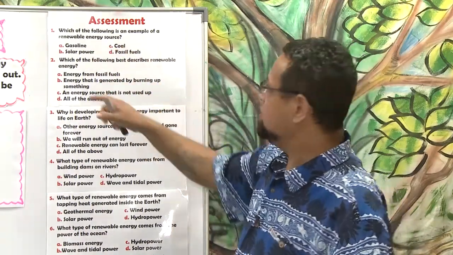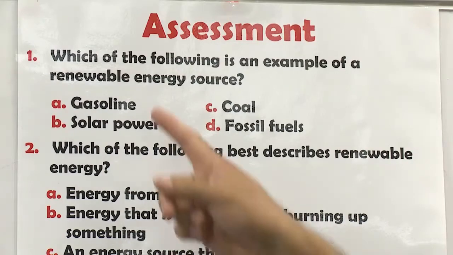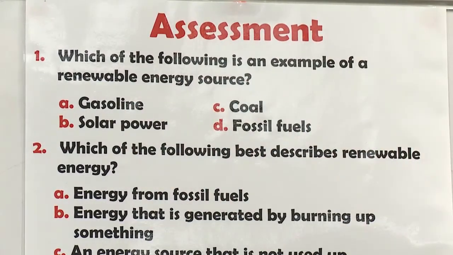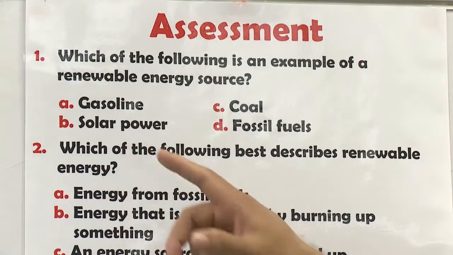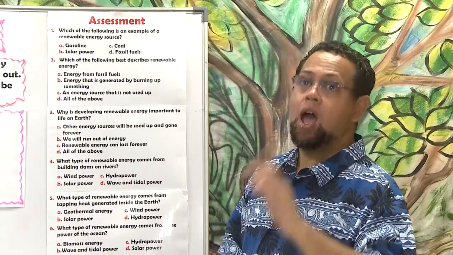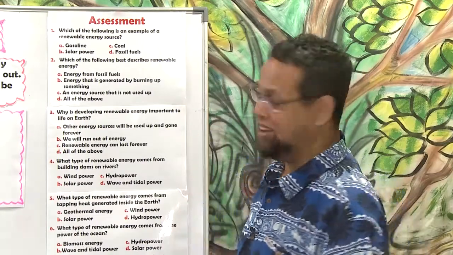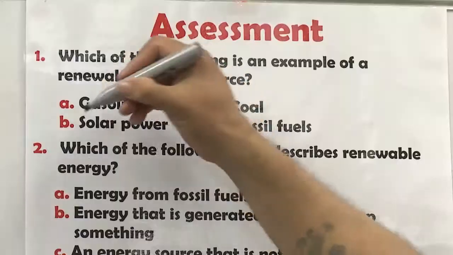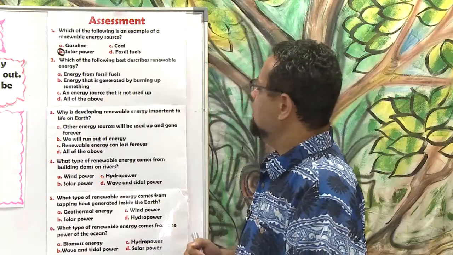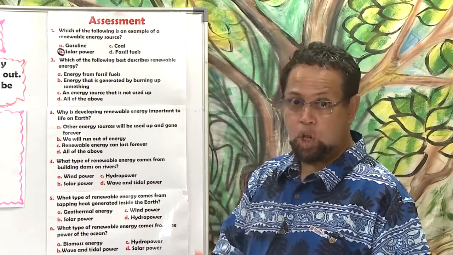The first question says, which of the following is an example of a renewable energy source? Gasoline, solar power, coal, fossil fuel. So which is an example? Okay, B. Shall we circle letter B? Okay, B. Solar power.